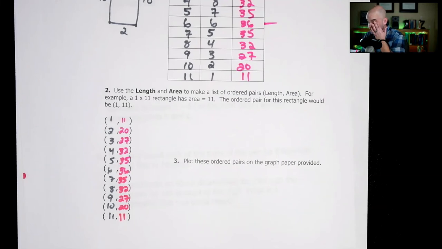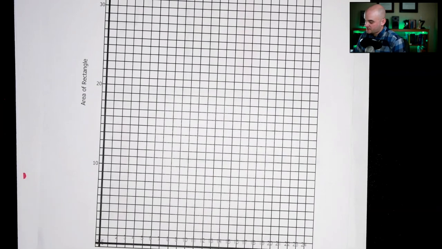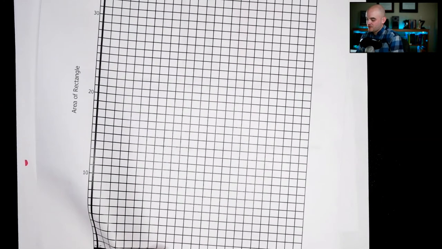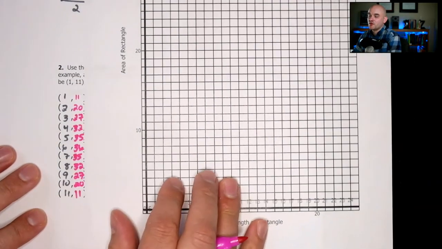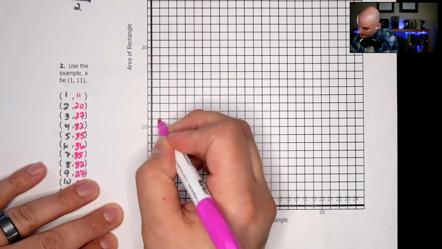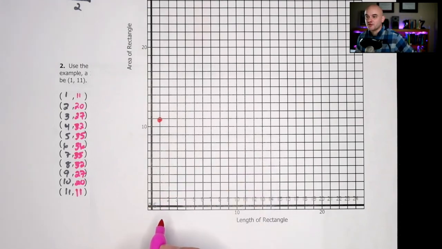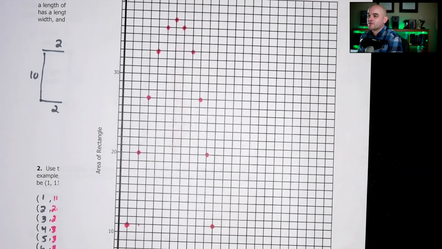Number 3 says to plot these ordered pairs on the graph paper provided. Now, I purposely gave you a graph paper that is numbered like this. It's kind of like just quadrant 1, so things show up easier. So that's what I'm wanting to graph here, these ordered pairs. So 1, 11, 2, 20. And I'm going to just plot the points real quick. I'm going to pause it so we can skip ahead. And boom, you should have something like that right there graphed, right?